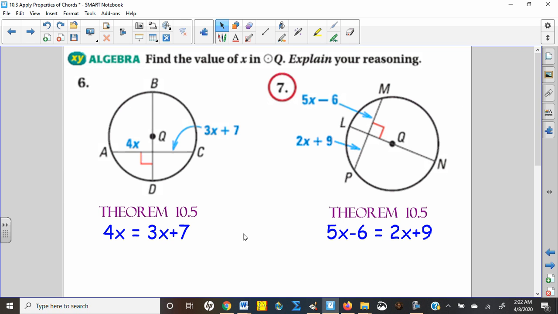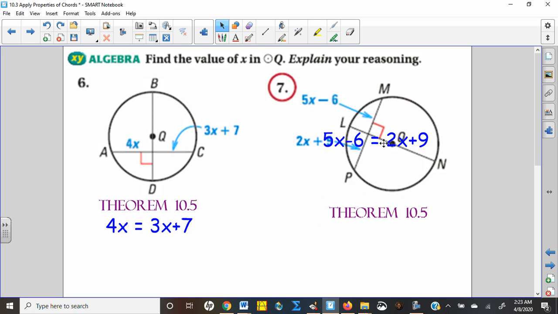Number 6. Once again, I have a diameter because it goes through the center that is perpendicular to a chord. That means it has to bisect the chord by theorem 10.5. 10.5 says a diameter that is perpendicular to a chord is the bisector of that chord. Well, if it's bisecting the chord, then that point is the midpoint. Set those two equal to each other. Number 7 basically has the exact same thing. A diameter that is perpendicular to a chord means it's bisecting the chord. Set them equal to each other.